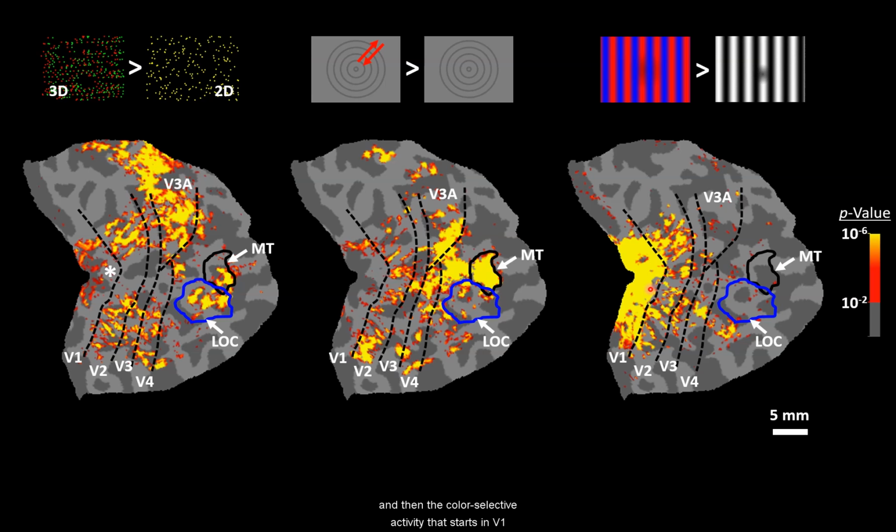And then the color selective activity that starts in area V1 and extends toward area V2 and V3 and also V4. And there is almost no activity in area V3A.